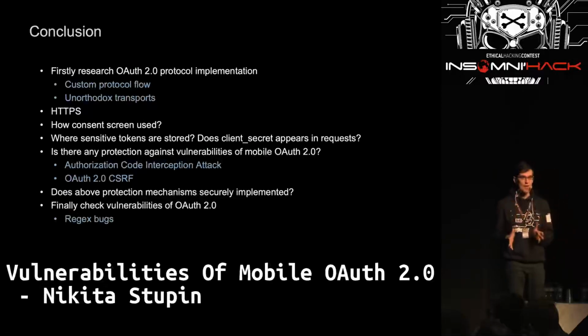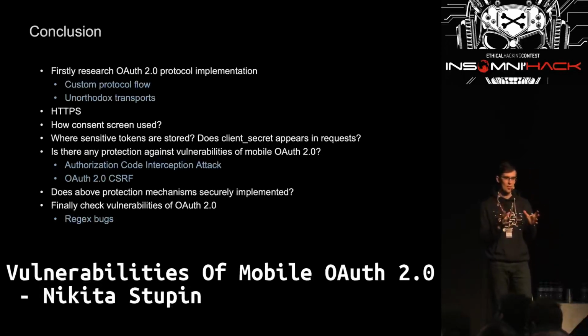And let me summarize it for you. Whenever you are building or testing a mobile auth implementation, you should first take a big picture look at how it's implemented, whether there are unorthodox transports, or maybe some additional steps in OAuth, because we can make mistakes even when we're just implementing standards, and when we add something ourselves to these implementations, there is a much higher chance of vulnerabilities.